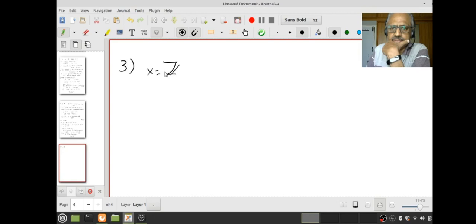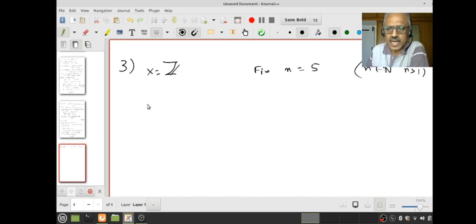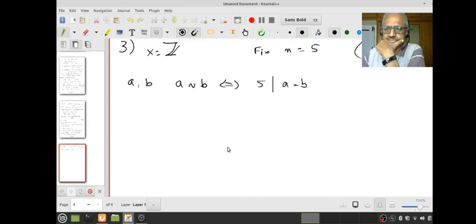Let me take X equal to Z. Fix a natural number, let us say n equal to 5, preferably n greater than 1, though it's not needed. I want to define a relation. You give me 2 integers a and b. I am going to say a is related to b if and only if 5 divides a minus b. You understand this? Now I want to check whether it is an equivalence relation.